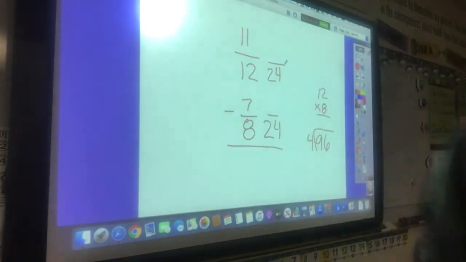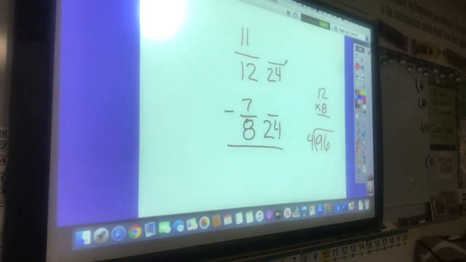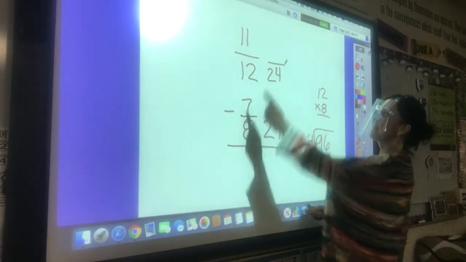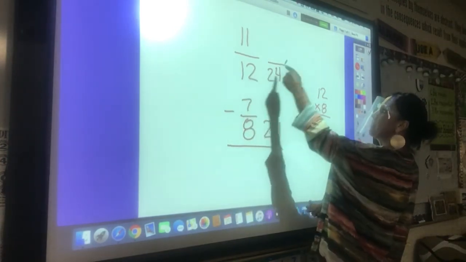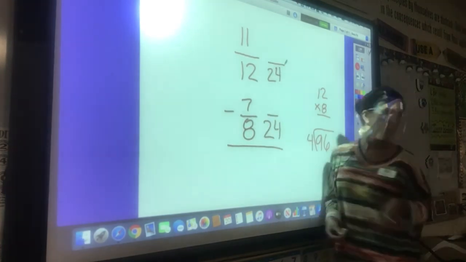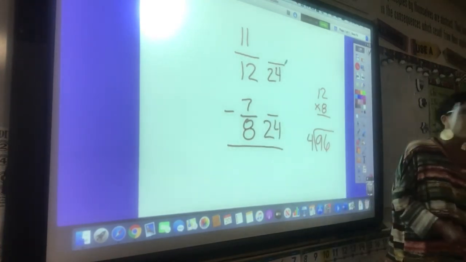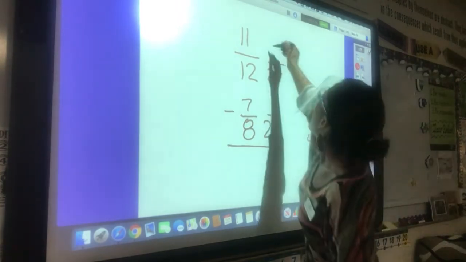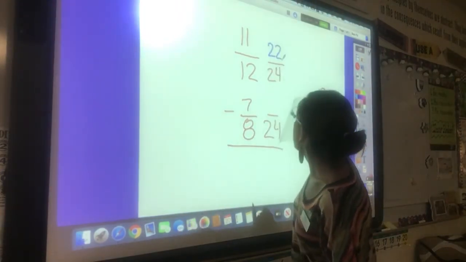Okay, now we need to figure out our missing parts. We know that this has got to be times 3, and this is going to have to be times 2, because it's times 2 and times 3. So what are we missing for the parts? What are we missing up here? 22 and 14.